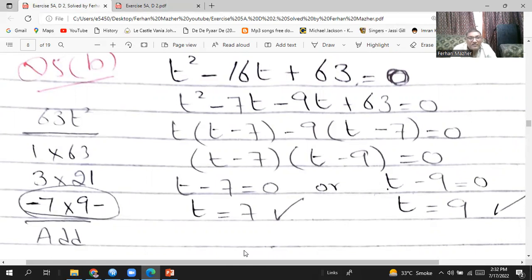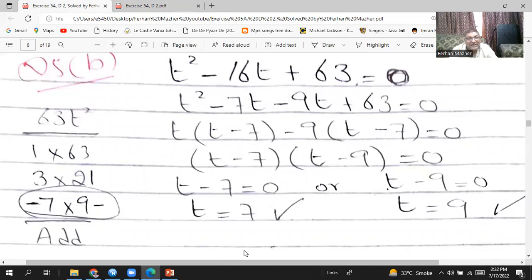So we will write the factors of the 63. They are 1 into 63, 3 into 21, and 7 into 9. With the third term, you have positive sign, so it means by addition, I want minus 16. When you add, you give the same sign because you want minus 16. So I will choose that pair which by addition will give me minus 16: minus 7, minus 9. That is the pair, and we will do the middle term breaking.